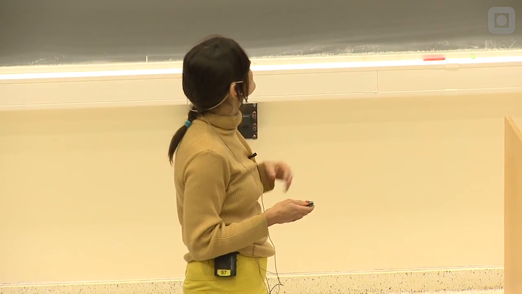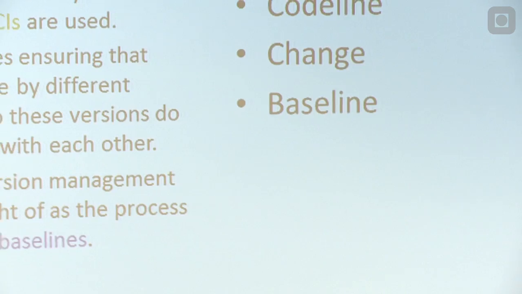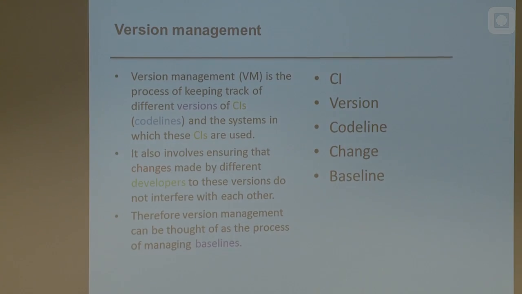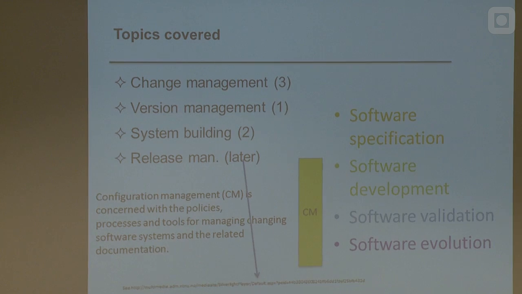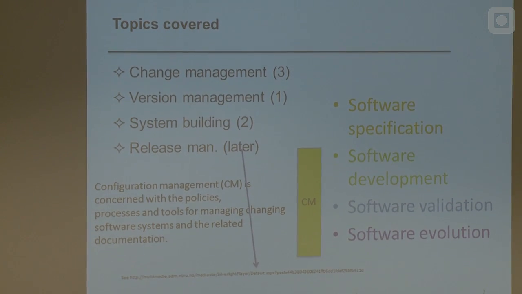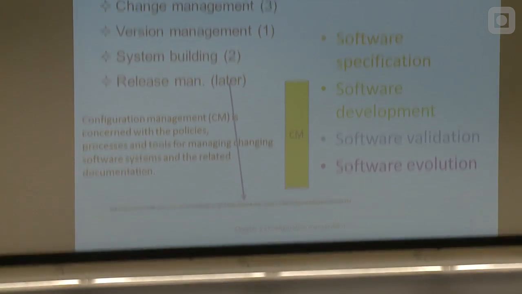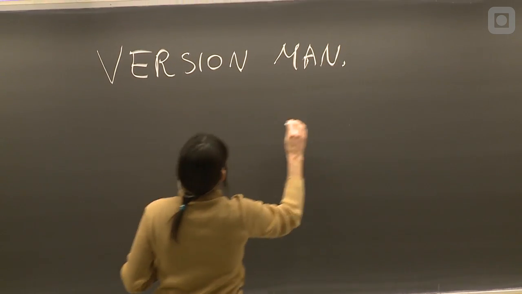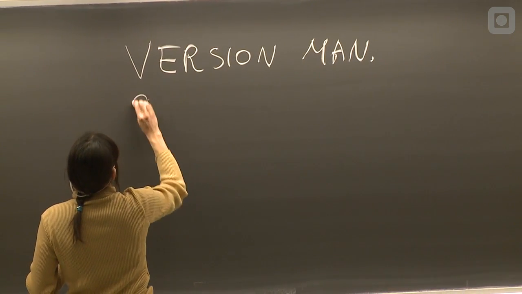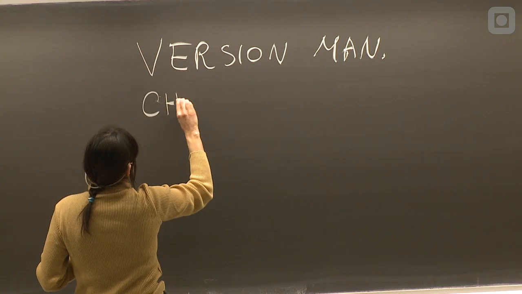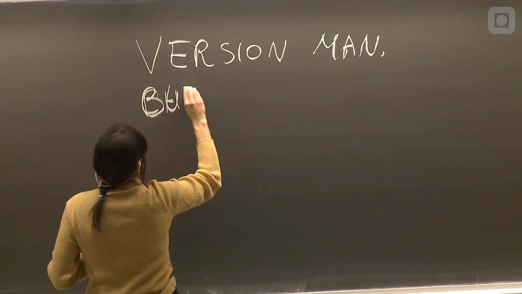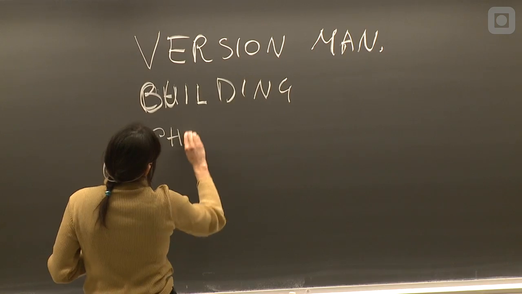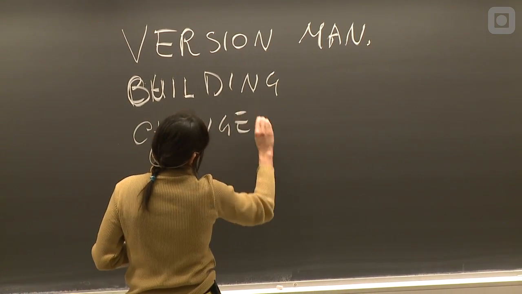So we start. This is the definition that the book gives about configuration management, version management, sorry, because as I told you, we start from version management. So we go to building, and in the end we have change management.